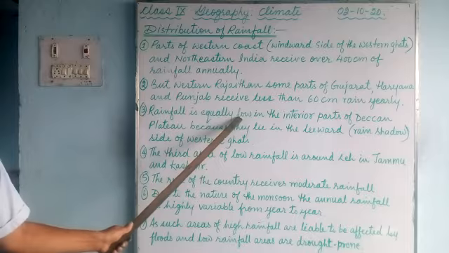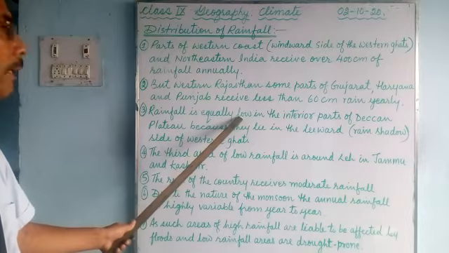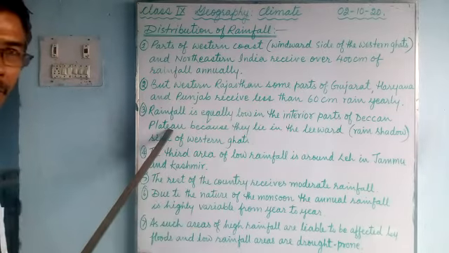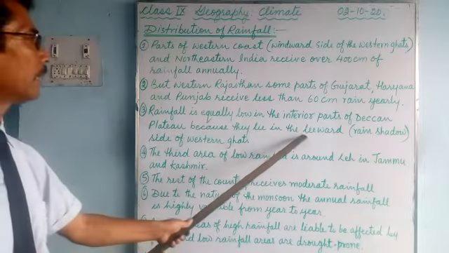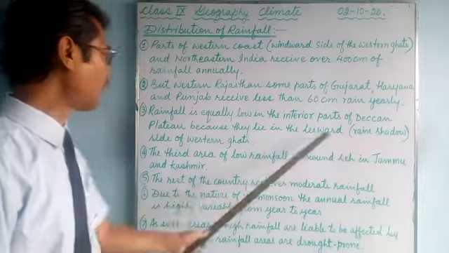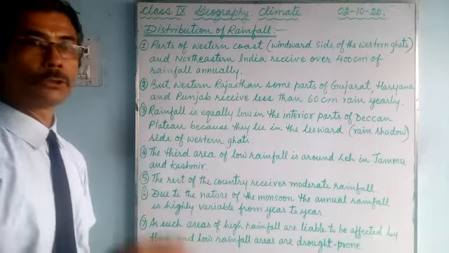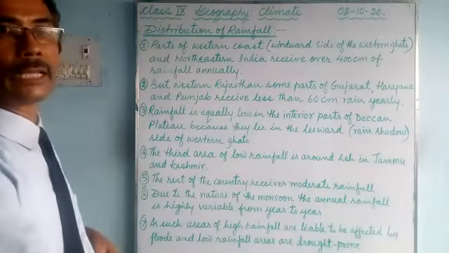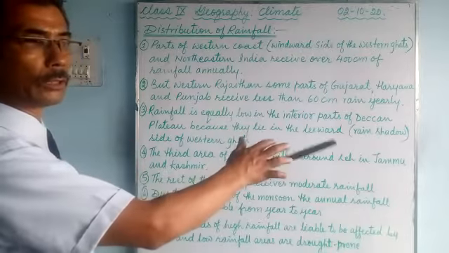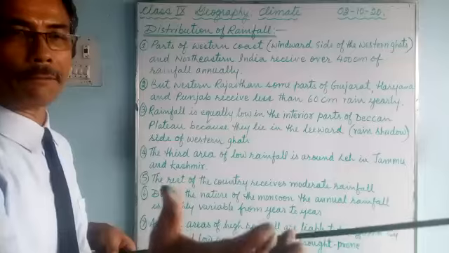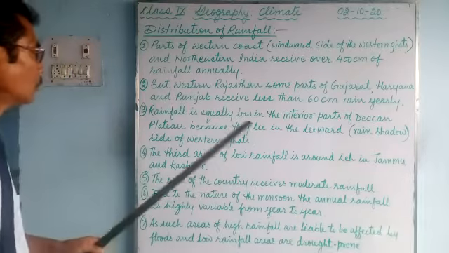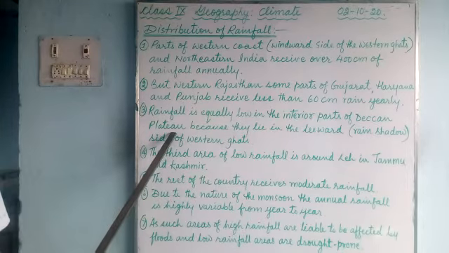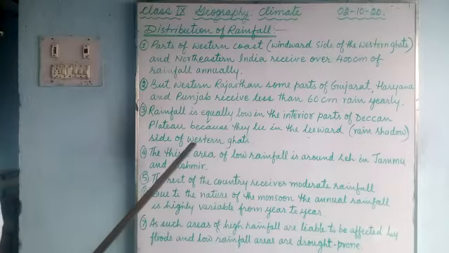Rainfall is equally low in some other areas, in the interior part of the Deccan Plateau, because they lie on the leeward side, or rain shadow area, of the Western Ghats. Most of the rain falls on the western side, and the eastern side of the Ghats is a rain shadow area. Most of the rain has fallen, the cloud has shed it, and on this side the cloud will have very little moisture. So rainfall is equally low in the interior part of the Deccan Plateau because they lie in the leeward side, or the rain shadow area, of the Western Ghats.